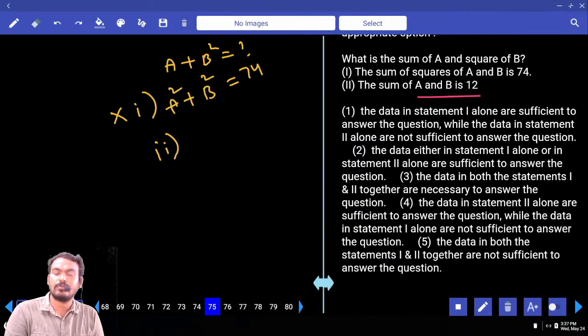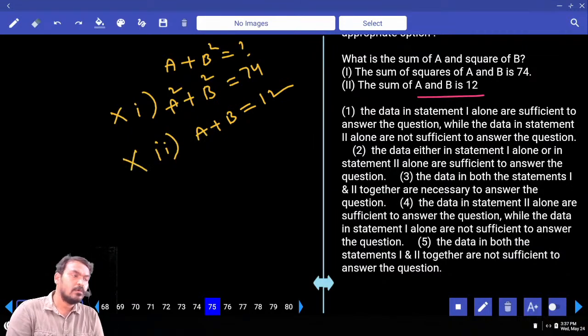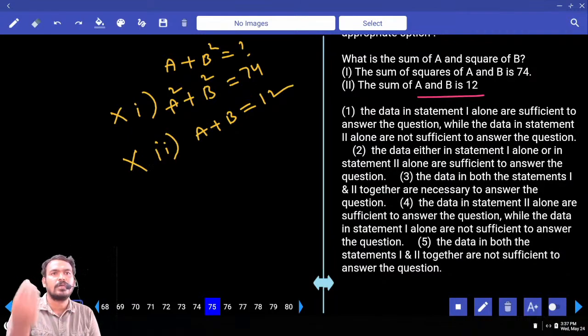Sum of A and B is how much? 12. A plus B value is 12, or not? Only 2 alone? Not sufficient, or not? A plus B 12 means the number of possibilities is not only one. Only one alone not sufficient, only 2 alone not sufficient.